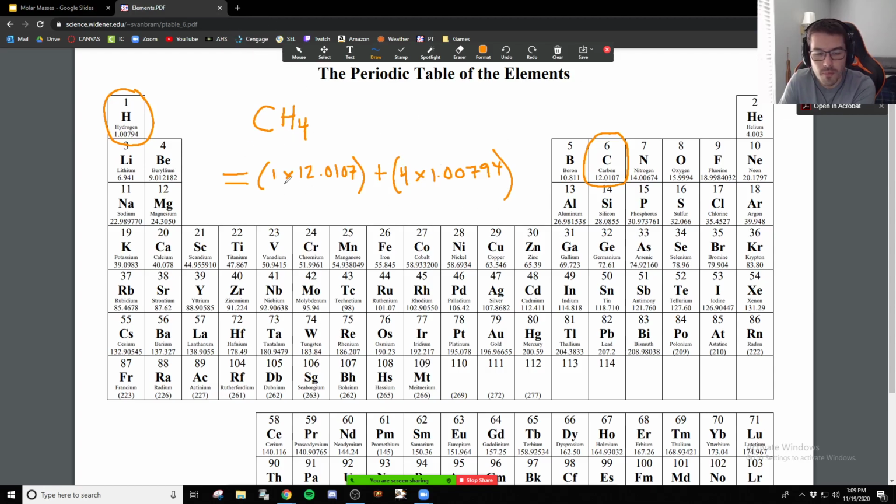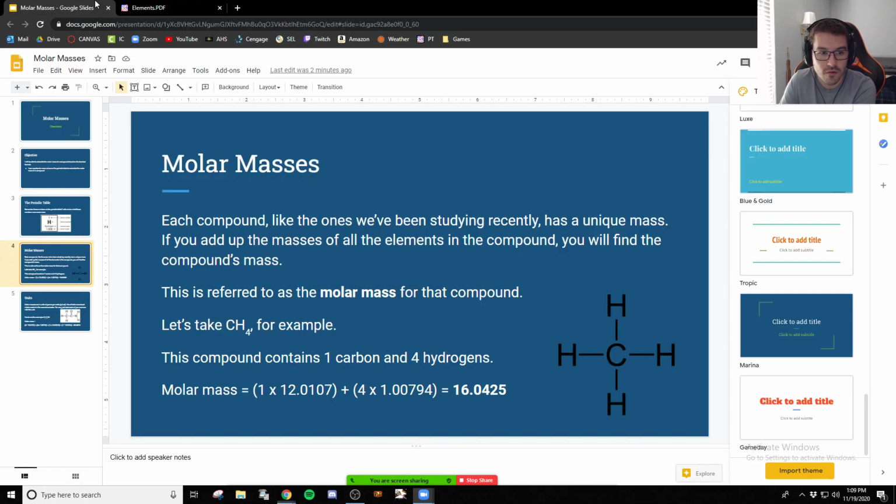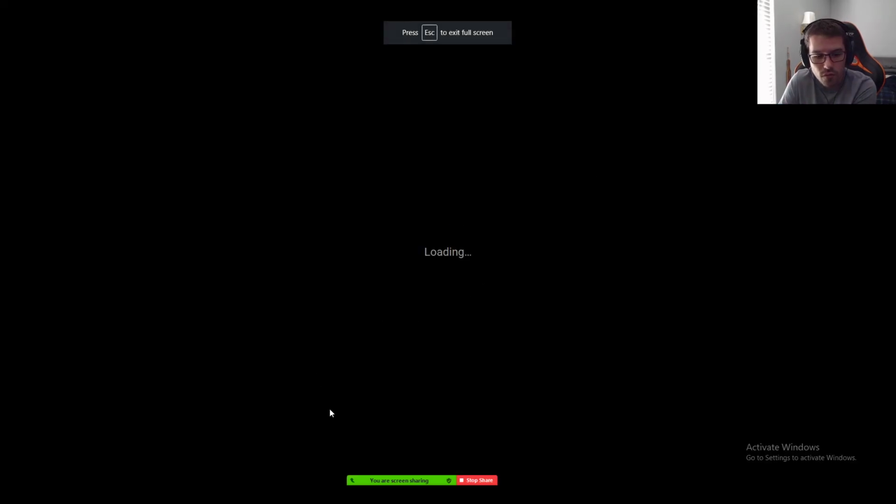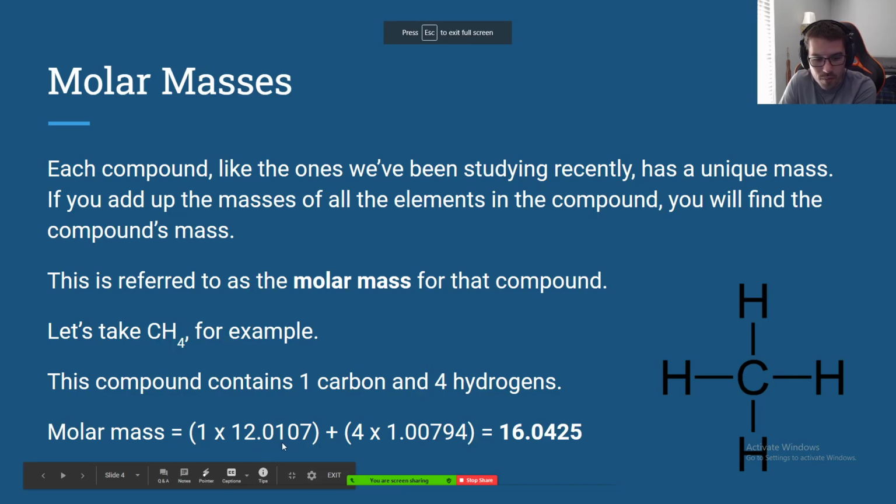You can type this in, and it's going to give you your final answer, which is the molar mass for this compound. Okay, so here's the math once again: 1 times the mass of carbon plus 4 times the mass of hydrogen. That comes out to be 16.0425 for this compound.